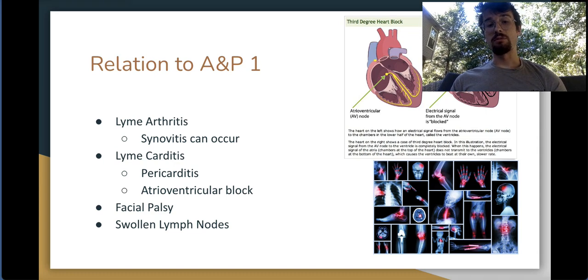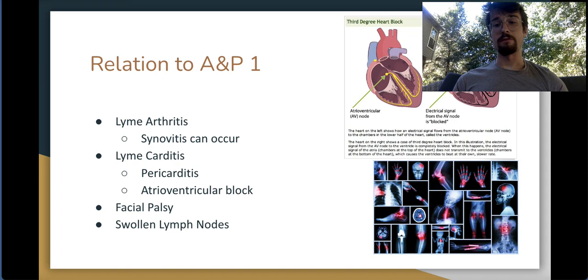We discussed how the immune system fights bacteria and will mobilize an immune response. This is done in the lymph nodes. So when Borrelia burgdorferi is being fought, an immune response will trigger a swelling of the lymph nodes, with more cells, blood cells flowing to the lymph nodes.